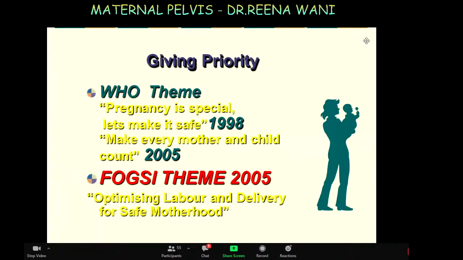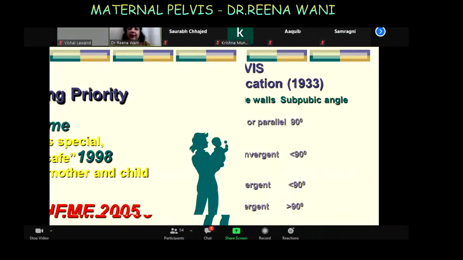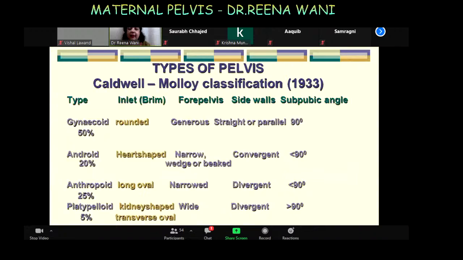Women's health and maternal and child health is not given as much priority in healthcare as it should. But WHO and our national organization, FOGSI, keep having various themes which talk about women's health. But when we come to dummy and pelvis, we are talking about normal labor and birth. You must remember that there are certain things which you have learned in the first year which are very important. One of them is the classification of the types of pelvis.